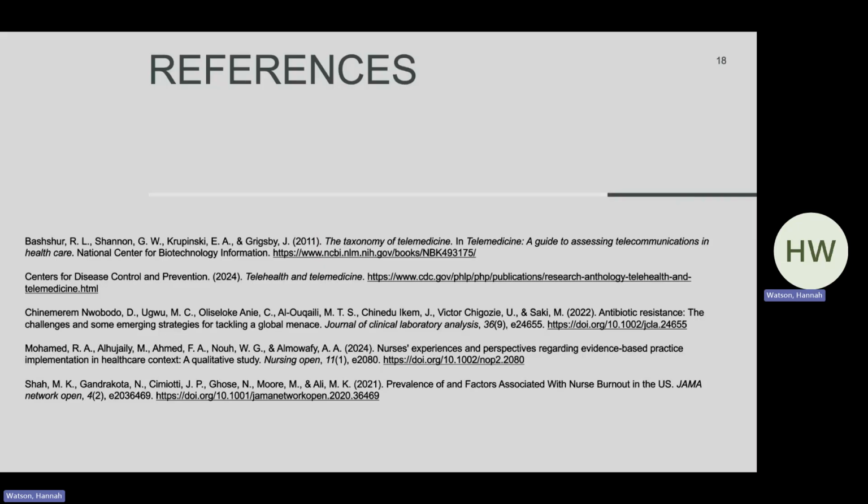As future nurses, it is important for us to stay informed about all these trends and continue providing safe, high-quality, patient-centered care.